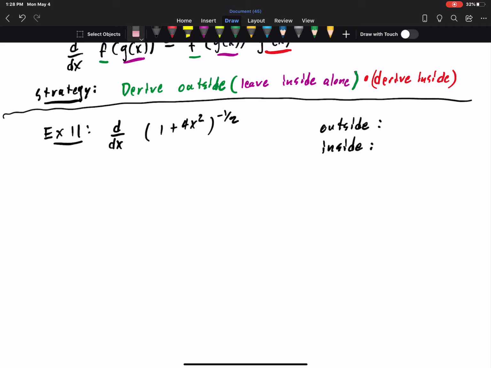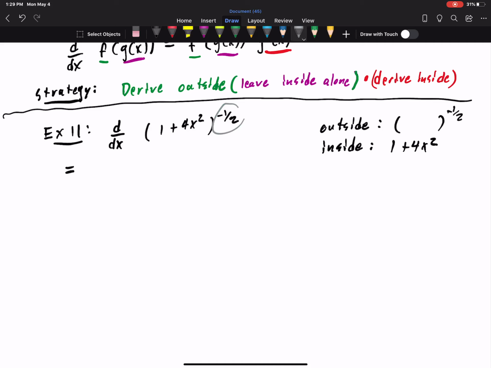So what is the outside function in this case? Outside function is parentheses to the minus 1/2 power. Nothing unusual is going to happen with this. We're still going to use the power rule despite the negative exponent. Okay, inside function is the thing on the inside of the parentheses. Okay, and then we derive this. So derive it as usual.